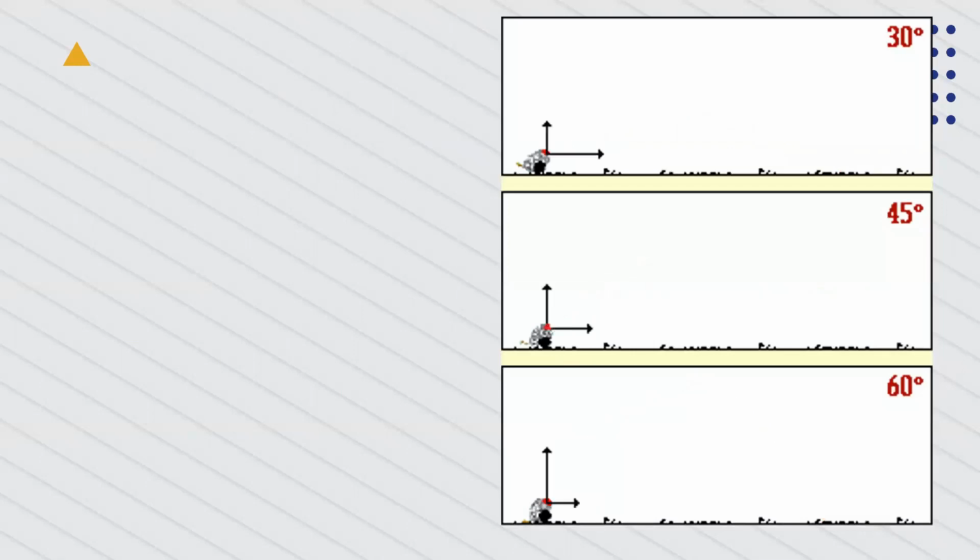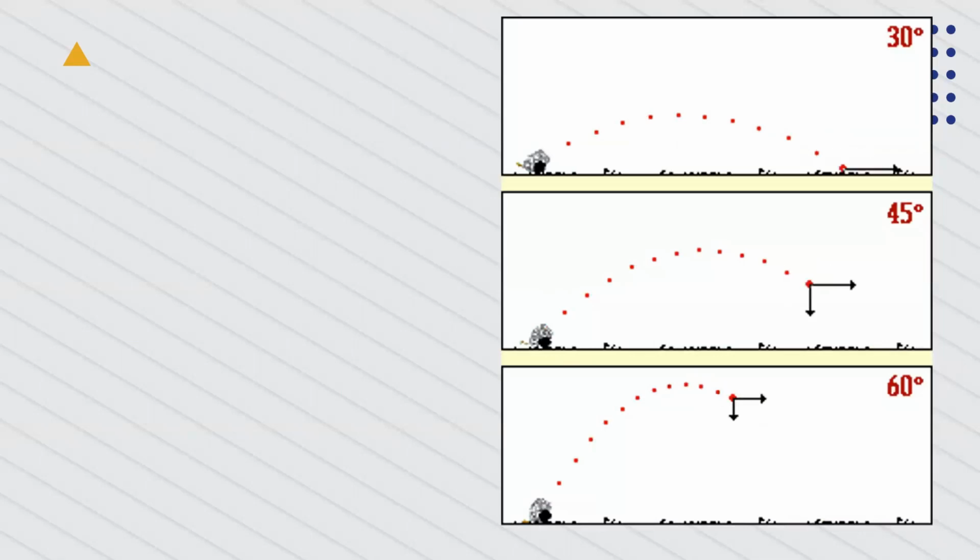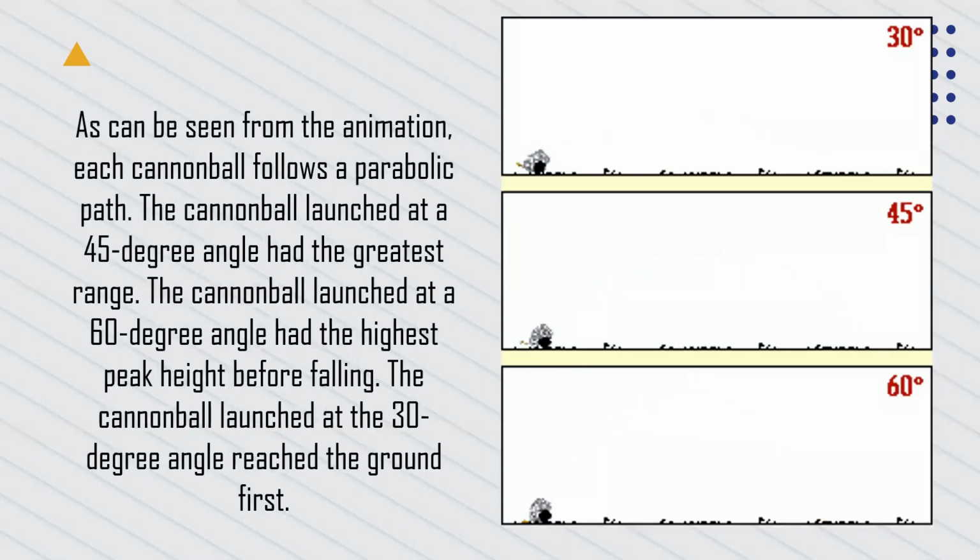But when it comes to the range or the highest horizontal path, which has the highest? So we have 45 degrees. So what does this mean? As can be seen from the animation, each cannonball follows a parabolic path. The cannonball launched at a 45 degree angle had the greatest range. Okay? So, ibig sabihin, mas malayo yung bagsak ng cannonball. The cannonball launched at 60 degree angle had the highest peak. So, yung 60 degrees naman, yun yung may pinakamataas.